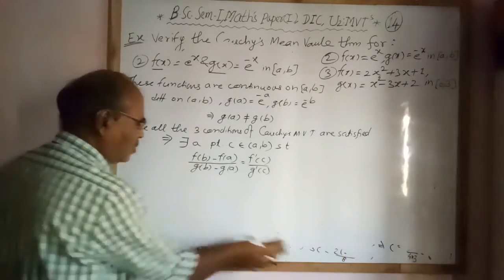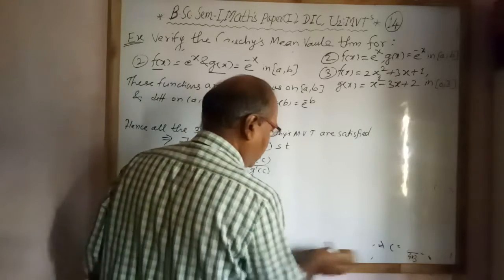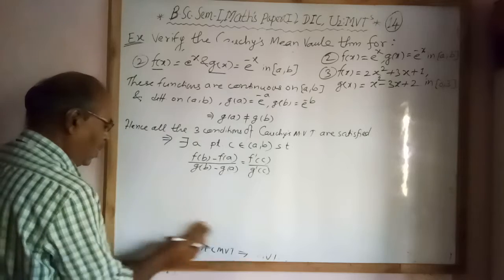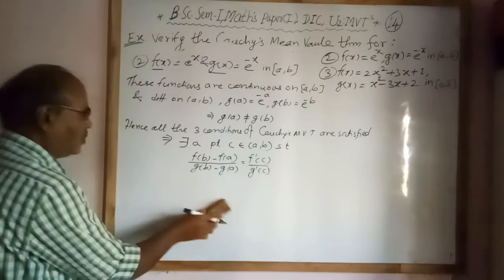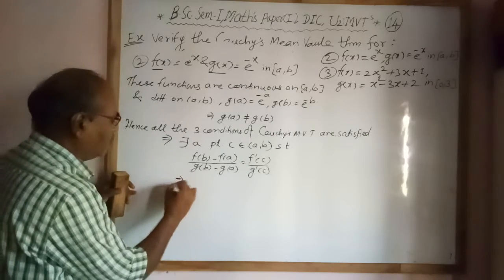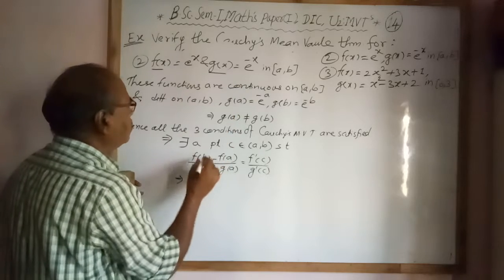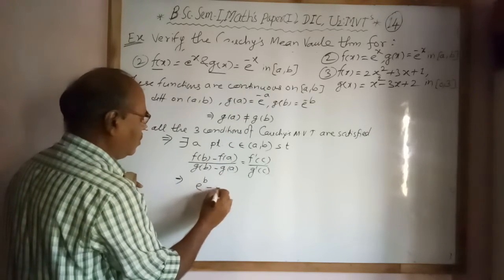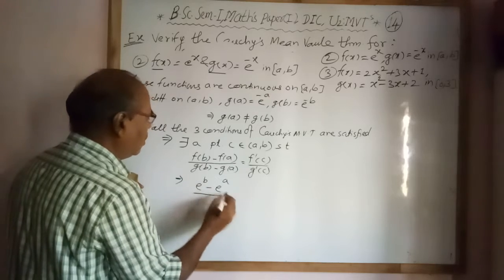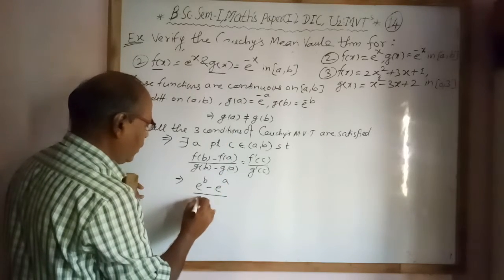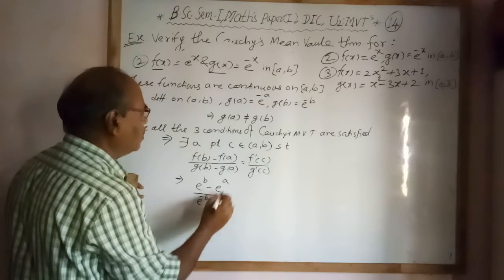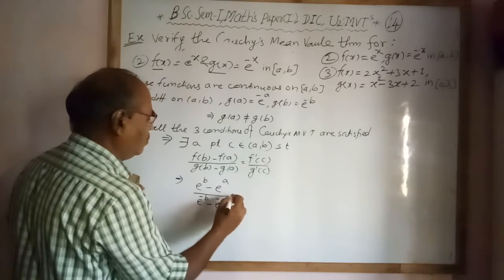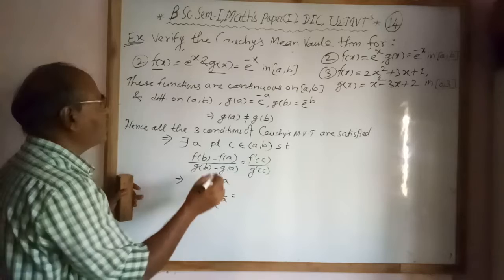Now put the values and find the derivatives to get f dash of c and g dash of c. f of b, that is e to the power b, minus f of a, e to the power a, divided by g of b, e to the power minus b, minus g of a, e to the power minus a, equal to f dash of c divided by g dash of c.